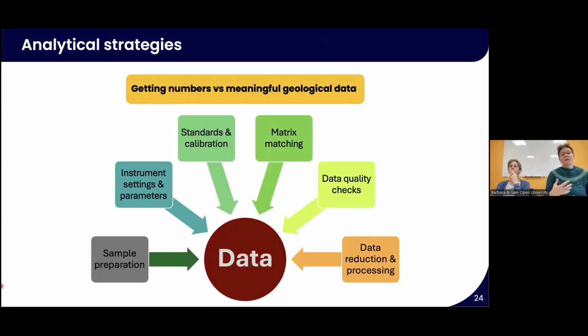So this was a bit of the first part, and now we move into the second part of the talk and talk a bit about analytical strategies. And basically that is, for me, the difference between getting numbers versus meaningful geological data. There's a whole host of things to consider. It's a whistle stop tour, because we could probably spend hours talking about each of these things, and we just want to highlight some of them.